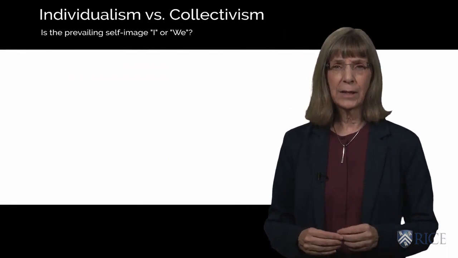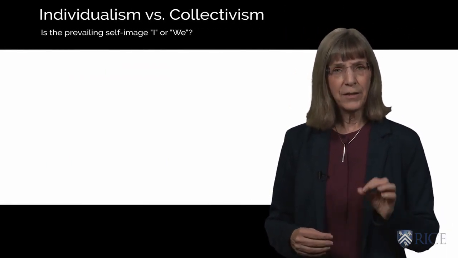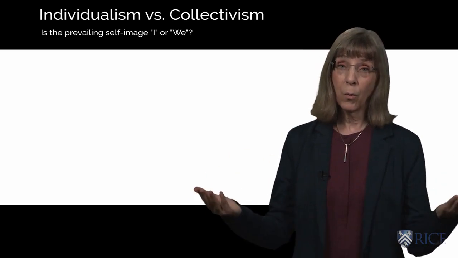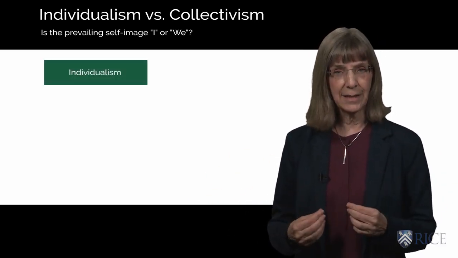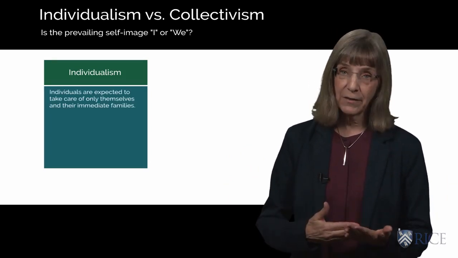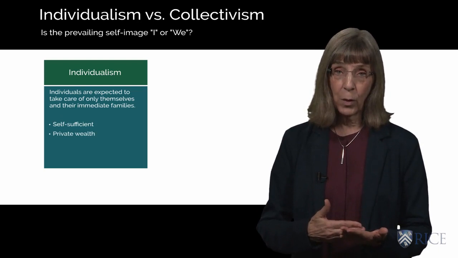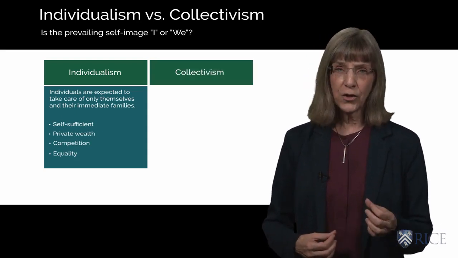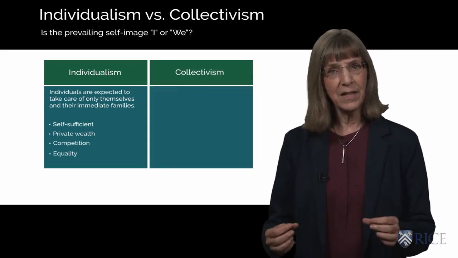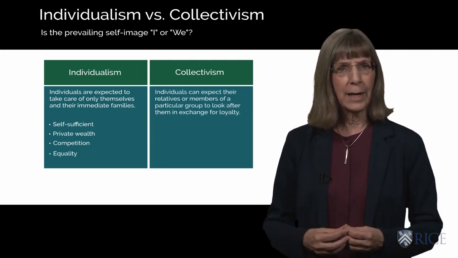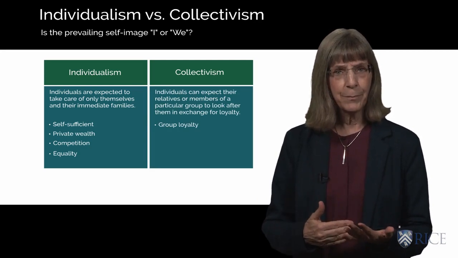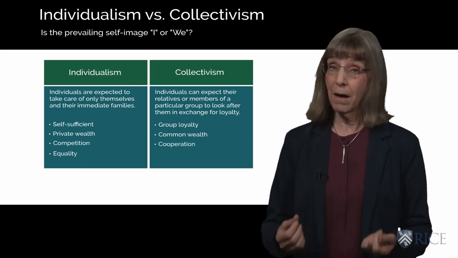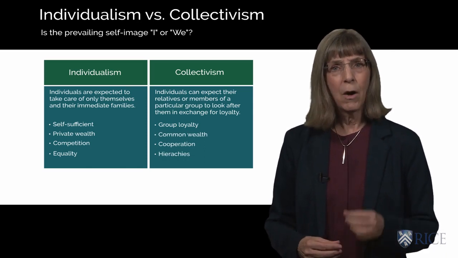Number two, individualism versus collectivism. Individualism versus collectivism asks if the prevailing self-image is I or we. In a culture that values individualism, the members are primarily self-sufficient. People work for private wealth, competition is common, and equality is valued. In cultures that value collectivism, the members see themselves as part of a group that looks out for one another. They stress group loyalty, wealth is more commonly distributed, cooperation is more important than competition, and hierarchies are accepted over equality.